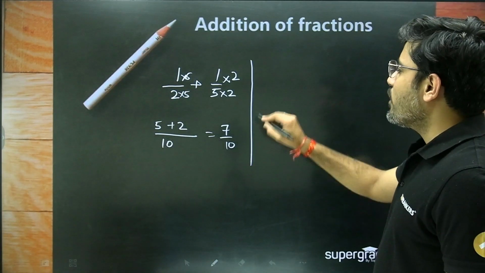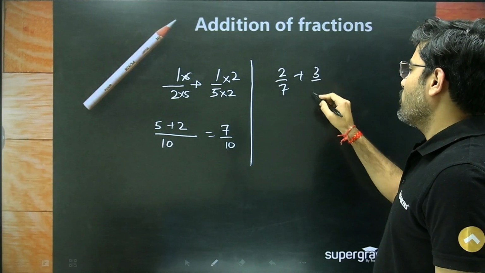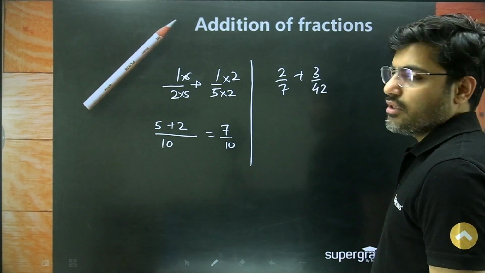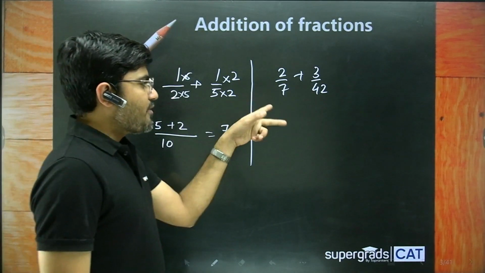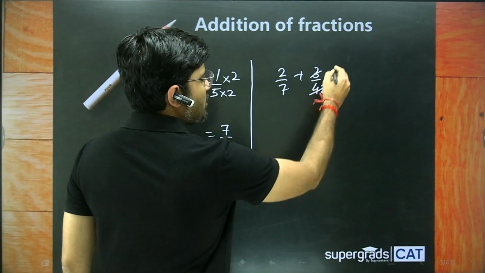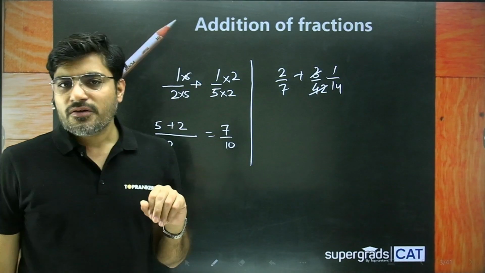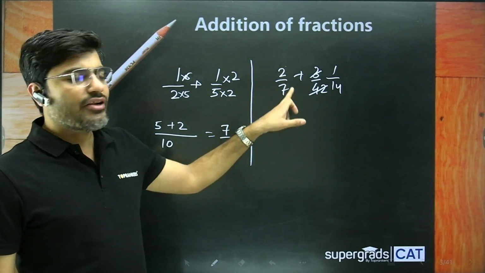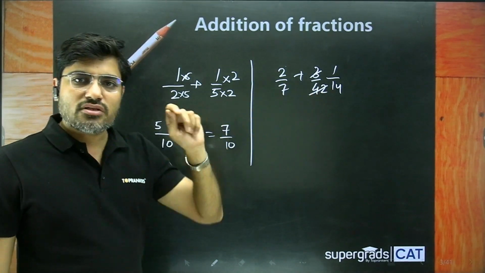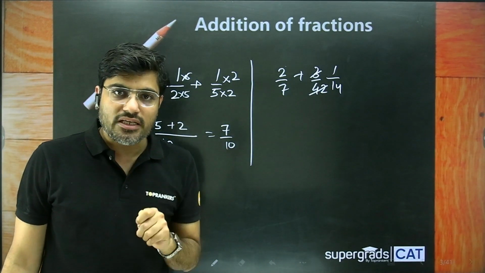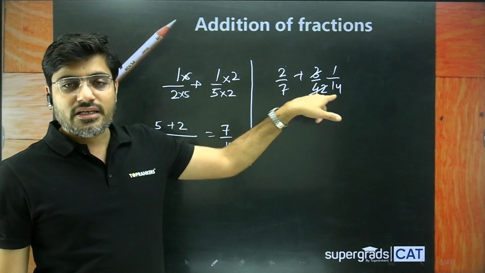Next, if I have to add 2 upon 7 plus 3 upon 42, here I can check that first, if I simplify this, it will become 1 by 14. And 14 is a multiple of 7. So I need not multiply numerator and denominator by 14, but just make the denominator so that it is divisible by 14. So the smallest number which is divisible by 14 is 14. The smallest number which is divisible by 7 is also 14 because I need 14 as well as 7.